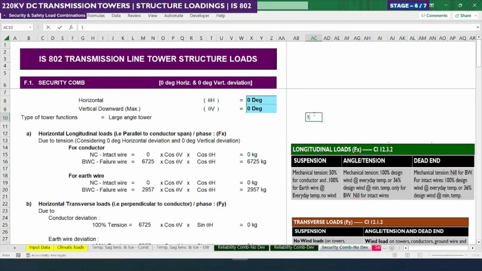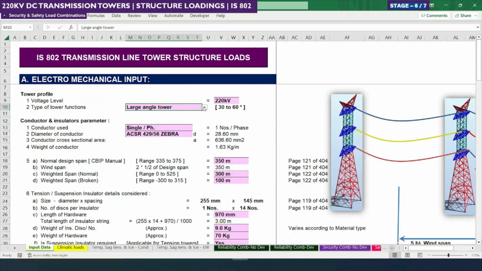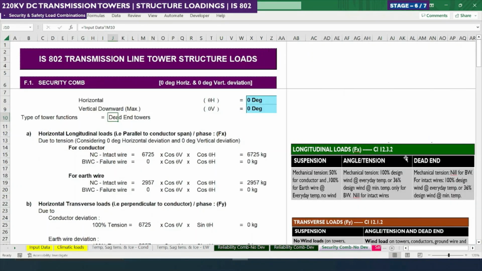So before going to apply the conductor deviation, I think we had missed out one more thing. We can also check instead of a large angle tower, what if it is a dead end tower? So as per this clause 12.3.2, for dead end tower, it is a reverse of a tension tower. So here that mechanical tension we should not consider for broken wire condition. So here it is 0, and for normal intact wires we need to consider 100% design wind at everyday temperature or 36% design wind at minimum temperature.